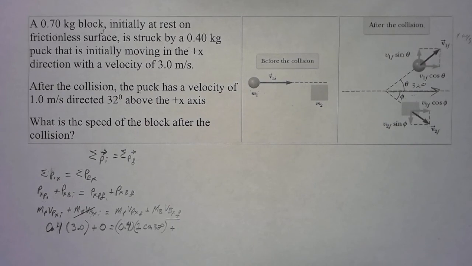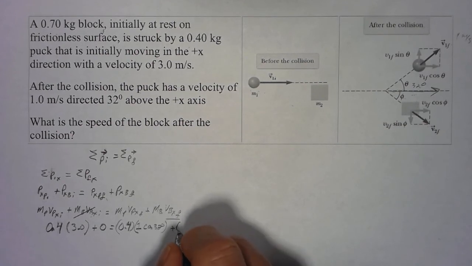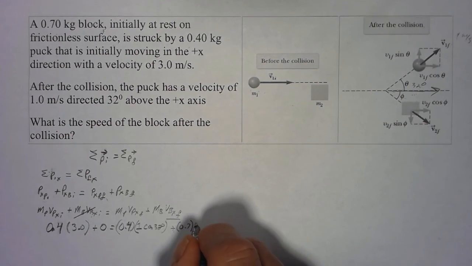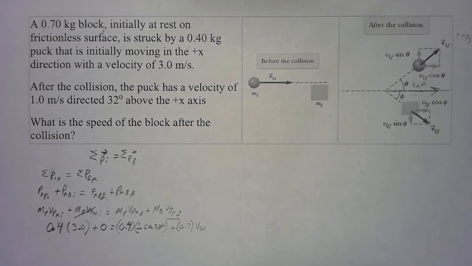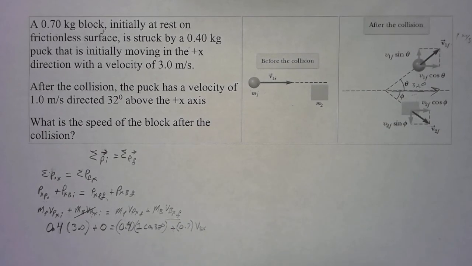This is a lot like accounting, to keep all your numbers straight. Now here the block is the 0.7. That's 0.7, and it has a V of the block, x. That's what we've got to find. That's final, but it's the only one, so I'm going to drop that final subscript. And now we just plug in some numbers and figure that out.